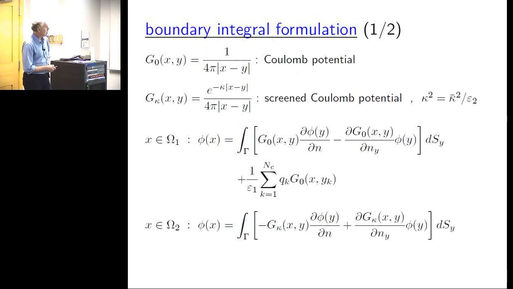And so here we go. We've got these Green's functions. This is the Coulomb potential. X and Y are points in 3D. This is the well-known Coulomb potential, the potential at X due to a point charge located at Y. And this is now the screened Coulomb potential. It has this exponential decay. Kappa is now defined this way here. From a technical point of view, G0 is the Green's function for the Laplace equation in 3D. This G kappa is the Green's function for the linear Poisson-Boltzmann equation in 3D.